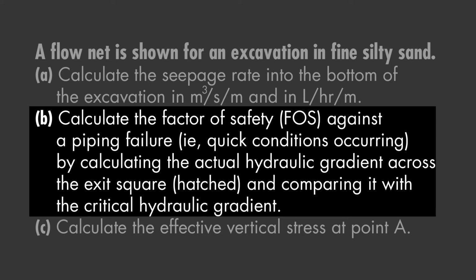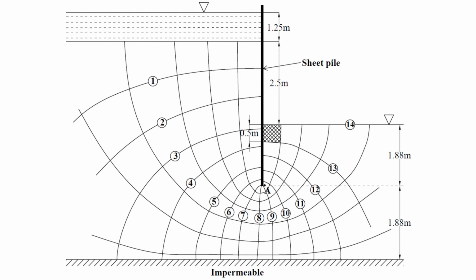Part B of the question asks you to calculate the factor of safety against a piping failure or against a quick condition, which are the same. To calculate the factor of safety against piping or a quick condition, we need to focus on the exit square, because the exit square is the most probable location for a quick condition or a piping failure to occur. You can see in the flow net diagram, the exit square is shaded. So you have to calculate the factor of safety against a piping failure considering that exit square.